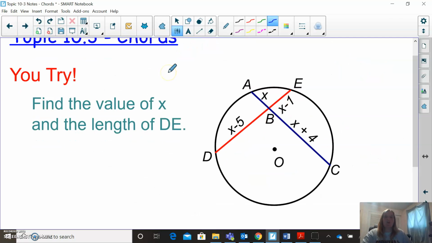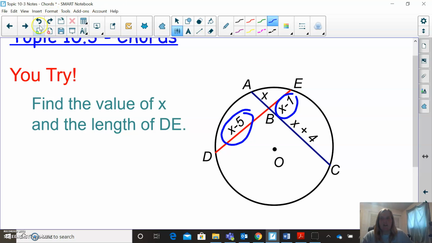Alright, now you do the try it problem. And like I said, don't worry about the x squared. Yes, you are going to get an x squared, but x squared will go away. Now they're asking you to find the length of DE, and the length of DE is that red chord. Remember to add your parts. So for DE, you are going to use x minus 5 and x minus 1. Make sure you multiply them together, figure out what x is, and then add those parts together. So you're going to add x minus 5 and x minus 1.